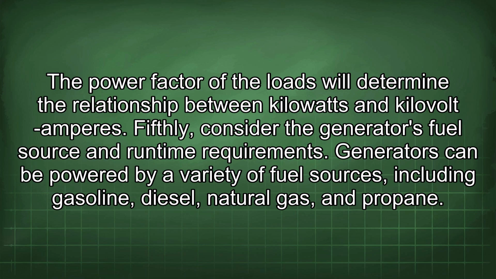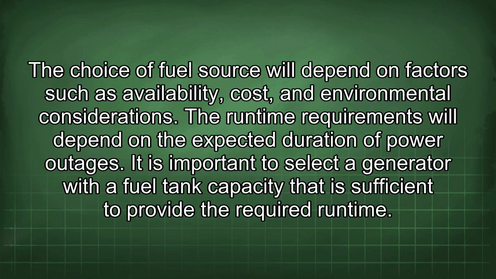Fifthly, consider the generator's fuel source and runtime requirements. Generators can be powered by a variety of fuel sources, including gasoline, diesel, natural gas, and propane. The choice of fuel source will depend on factors such as availability, cost, and environmental considerations. The runtime requirements will depend on the expected duration of power outages. It is important to select a generator with a fuel tank capacity that is sufficient to provide the required runtime.